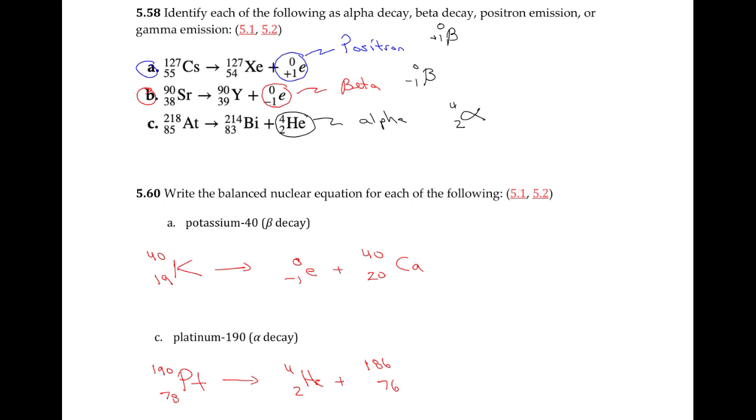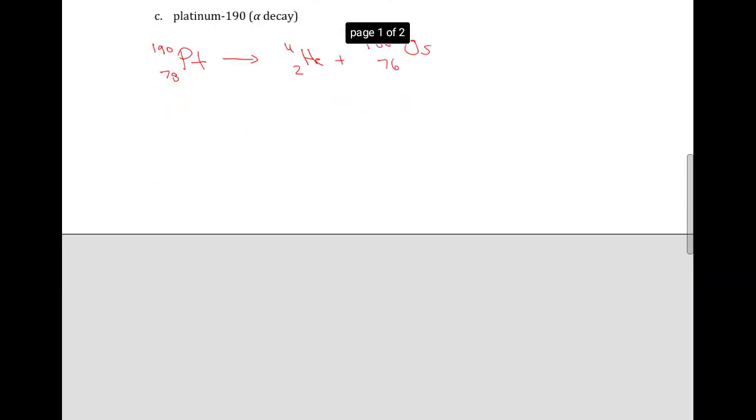I go over to the periodic table that I've printed out. I see the element number 76 is osmium, and there you go. I've represented alpha decay. So moving on from there.